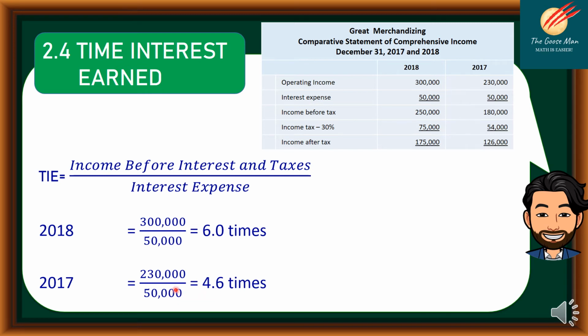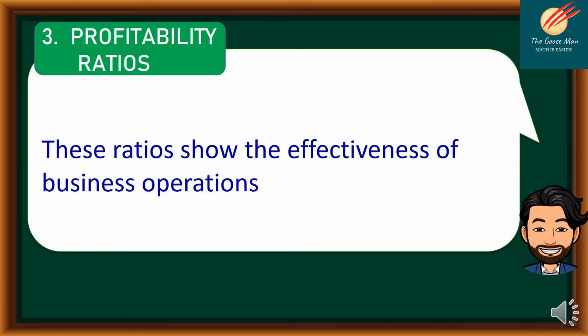So the times interest earned in 2017 indicates that the operating income of the business before payment of interest can cover the interest expense 4.6 times. The times interest earned ratio has improved in 2018 to 6 times. The income from the operation is sufficient enough to shoulder the cost of borrowing. And finally, a higher times interest earned ratio of the business appears to be favorable from the perspective of the creditors.